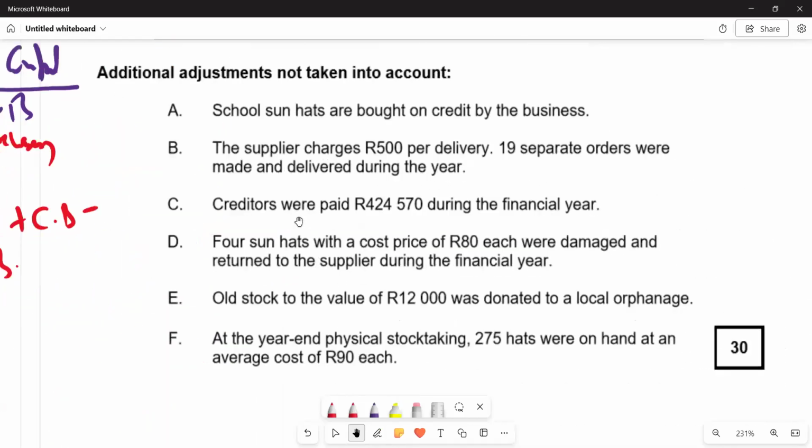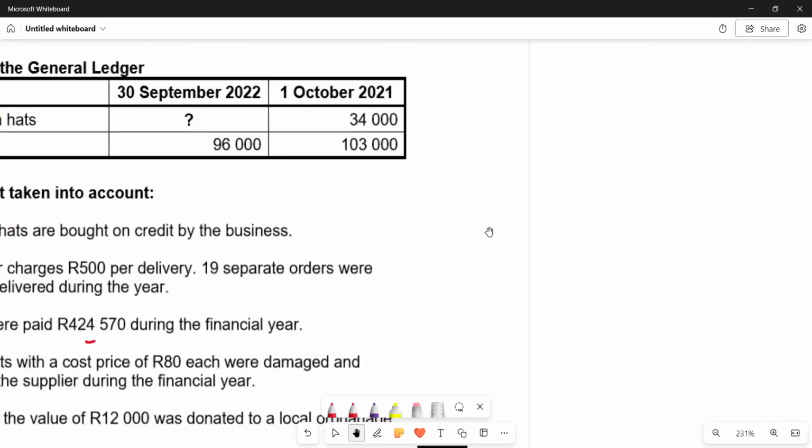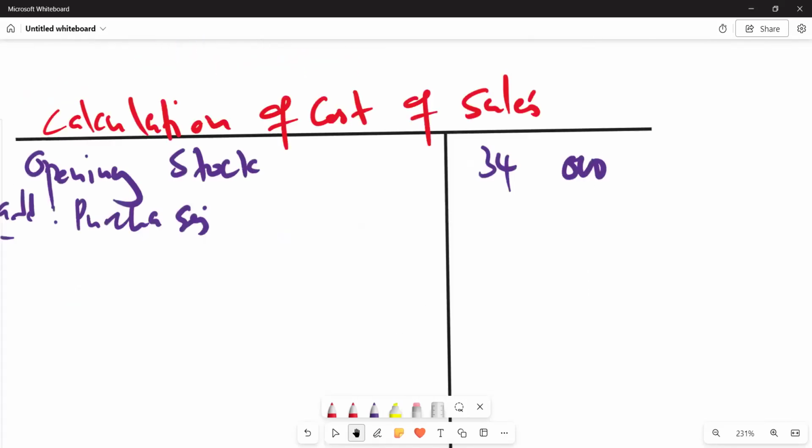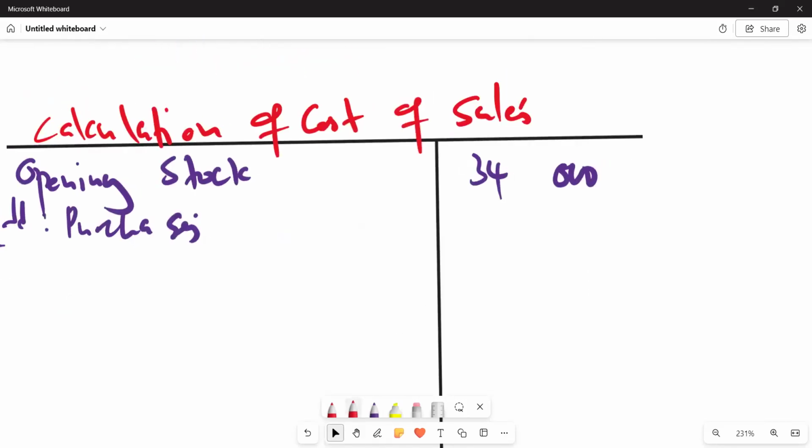For the figure for bank that we have, creditors were paid 424,570 during the year. So this is the figure that was paid, which is the bank figure that we are looking for. So we've got 424,570 as our first figure.